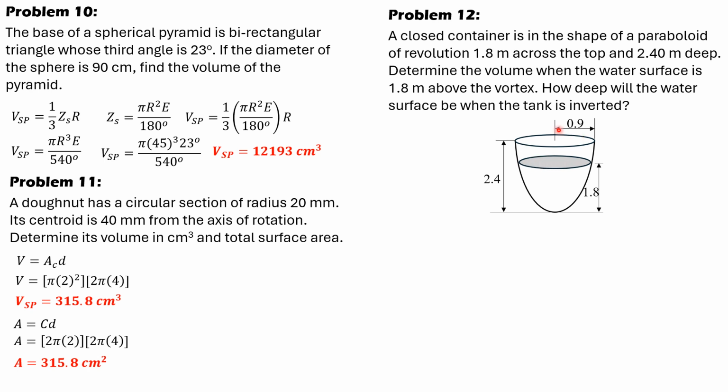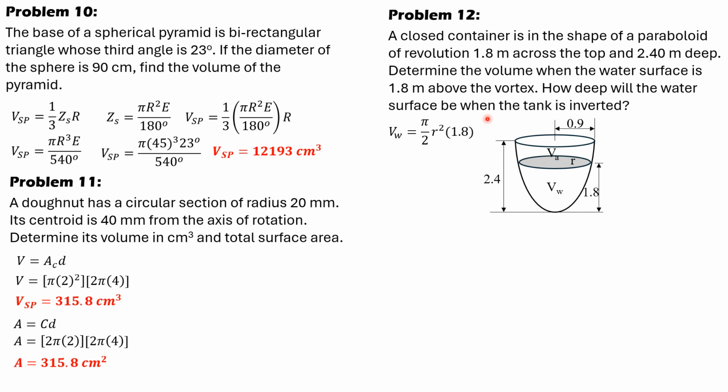This is the situation. The radius of the top of the tank is 0.9, half of 1.8. Then this is the depth, 2.4 meters, and this is the depth of water, 1.8 meters. So we need the radius of the water surface. I'll call that R. This is the volume of water, this is the volume of air. Then the volume of water is pi over 2 R squared times the depth 1.8.